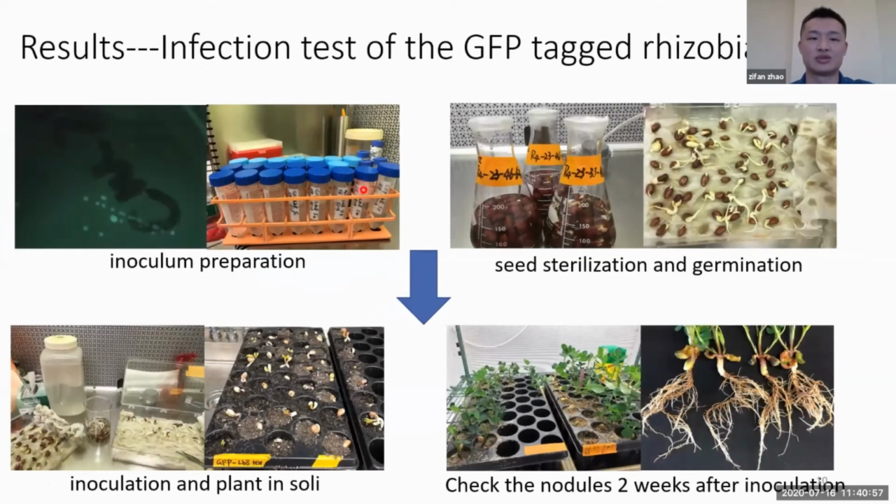And this slide shows how the infection test was done. We prepared the inoculum first from a single colony of the positive Lb8 strain. And then the peanut seeds were sterilized and germinated. After the seeds were germinated, we inoculated them and planted the peanut seeds into the soil. And 2 weeks after the planting, we dug out the plants and checked their nodules.